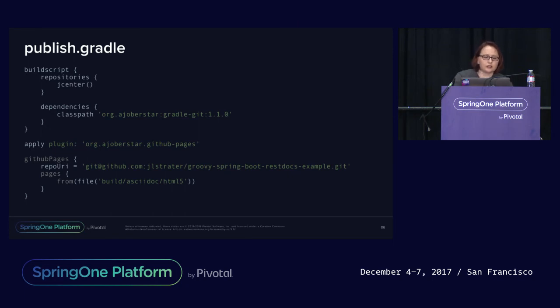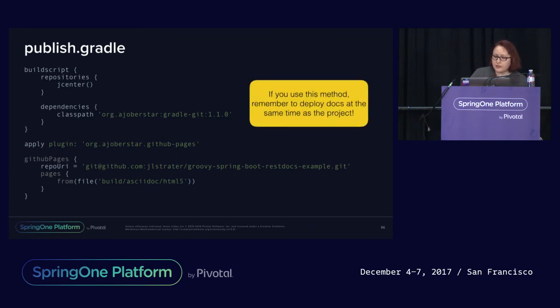I did this using a custom Gradle file and a plugin called Gradle Git, which just says that I want to take things from this build folder, the output, and push those to the GitHub Pages branch. But of course, there's always gotchas, right?